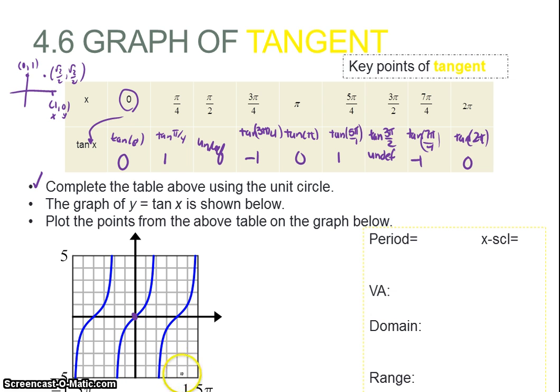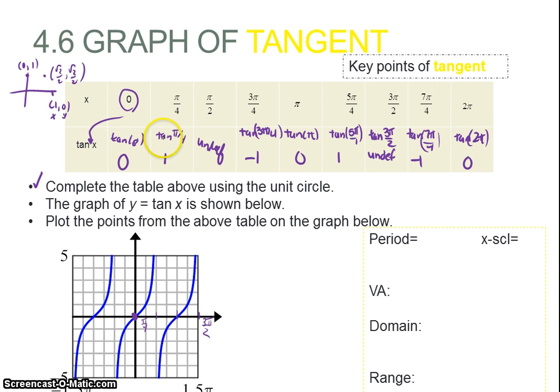pi over 4. Well, I have that this value here is 3 pi over 2 because it says 1.5. So if I just split this up, I can see what they are. So if this is 3 pi over 2, I can divvy it up, and so I know that this is 1 pi over 4, 2 pi over 4, 3 pi over 4, 4 pi over 4, 5 pi over 4, 6 pi over 4. So these are each my pi over 4 values, which goes with my table.